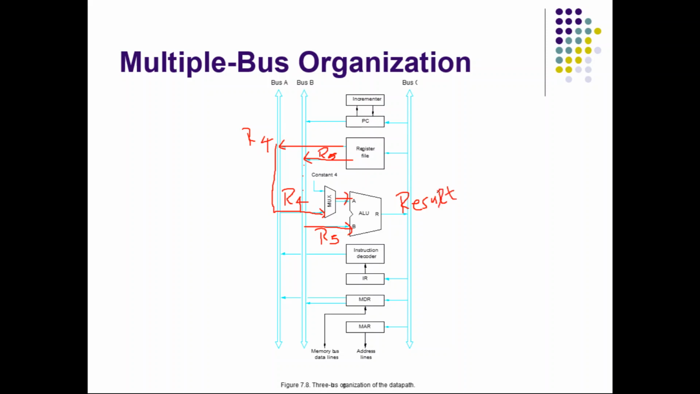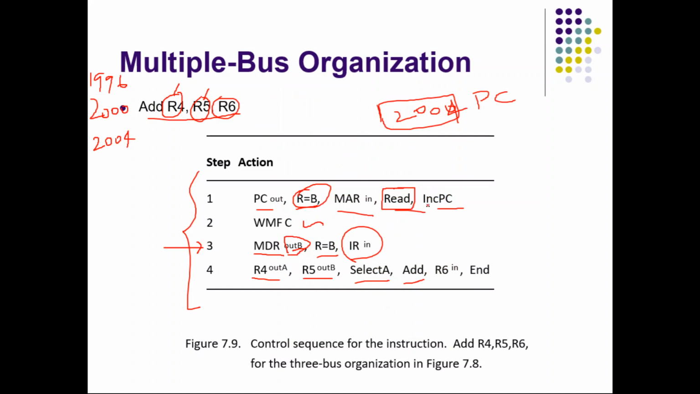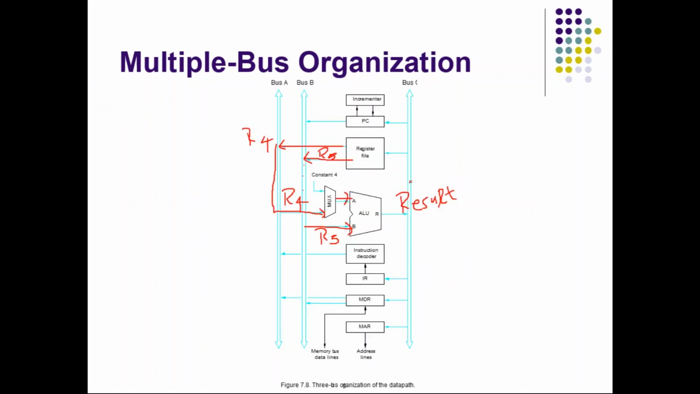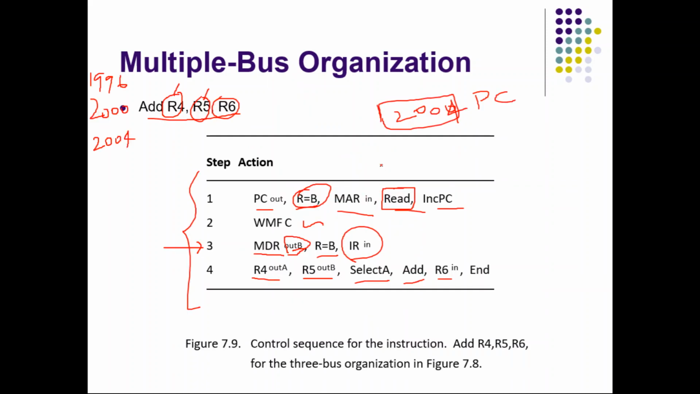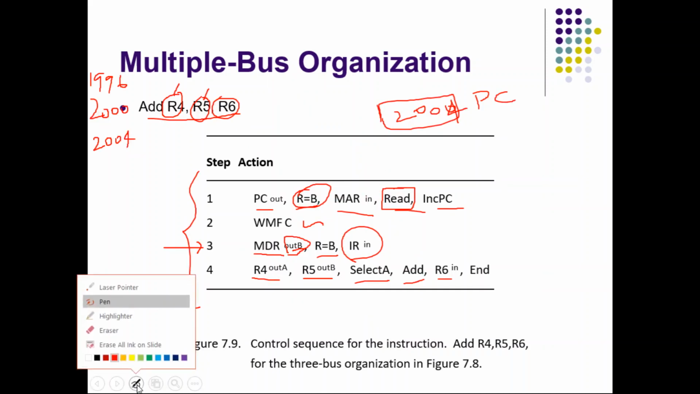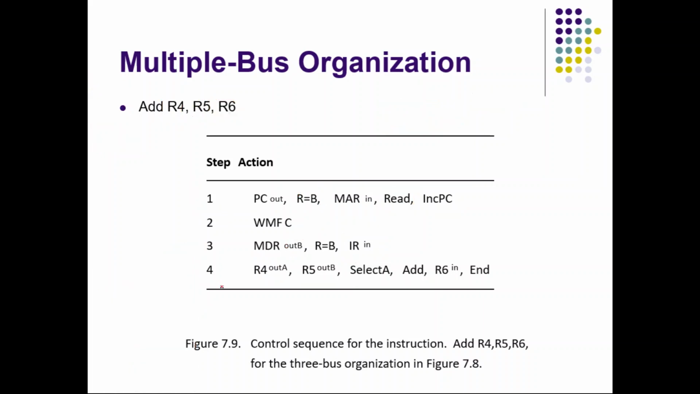But finally we want the result in which register? In R6. So again we give R6 in. So this result finally will be stored in the register R6. That's it. Then end. So this is how multiple bus organization works. With multiple bus organization, the number of steps is reduced, and the number of clock cycles is also reduced. There are totally only 4 clock cycles.